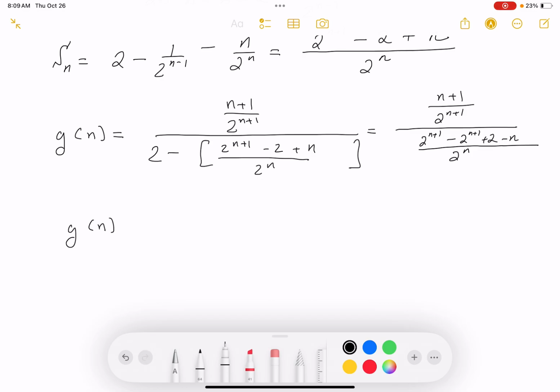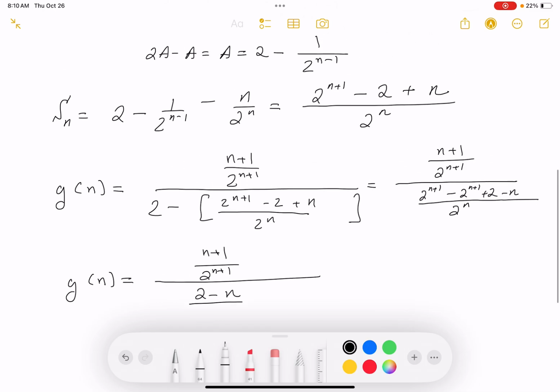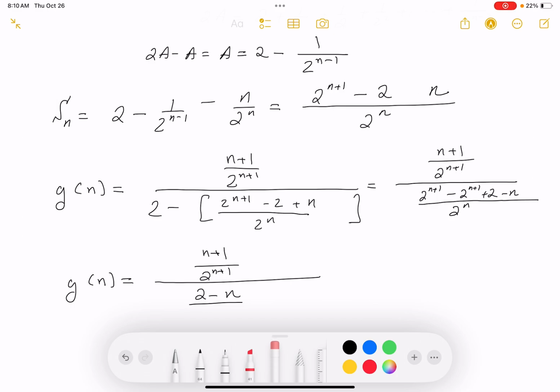I can write that down. g of n is equal to n plus 1 over 2 to the n plus 1. And the bottom turns out to be 2 minus n. Let me see if I said that right. Oh, you know what? I made a mistake over here. Let me just make sure. Again, I'm glad I'm looking at that. Let me write that down now. I'm just correcting as I go along, by the way. Mistakes happen.